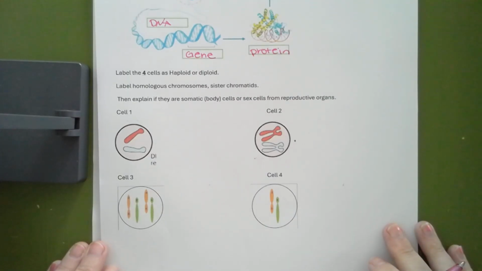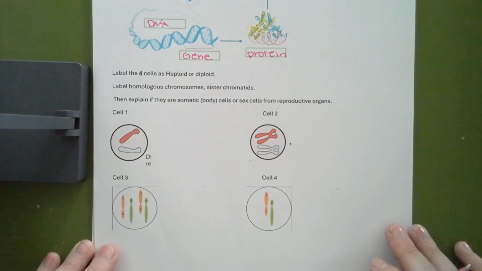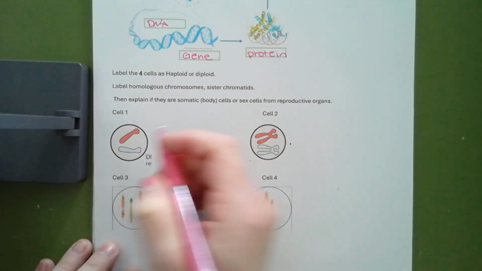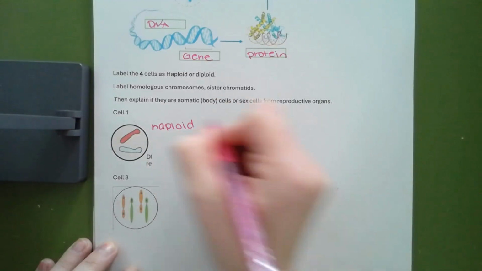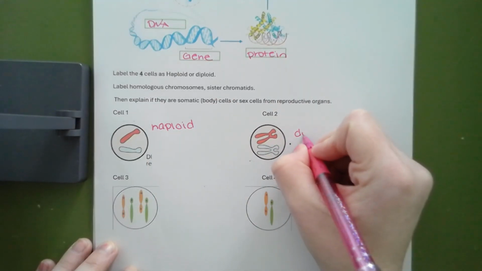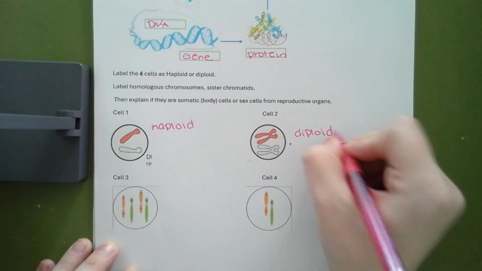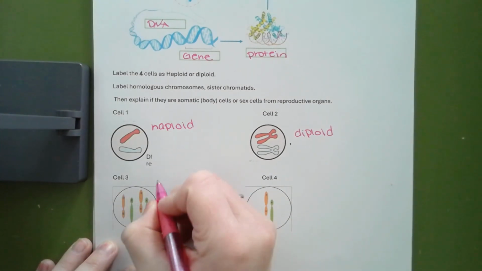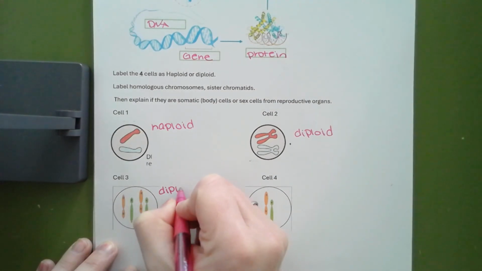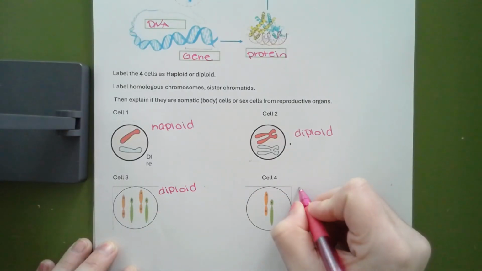We're going to label the 4 cells as haploid or diploid. Label the homologous chromosomes or sister chromatids. Then explain if they're somatic body cells or sex cells from reproductive organs. All right, haploid or diploid? Haploid. Haploid because it has half. About this one? Diploid. About this one? Diploid, but we caught it before things got assembled, right? Haploid.